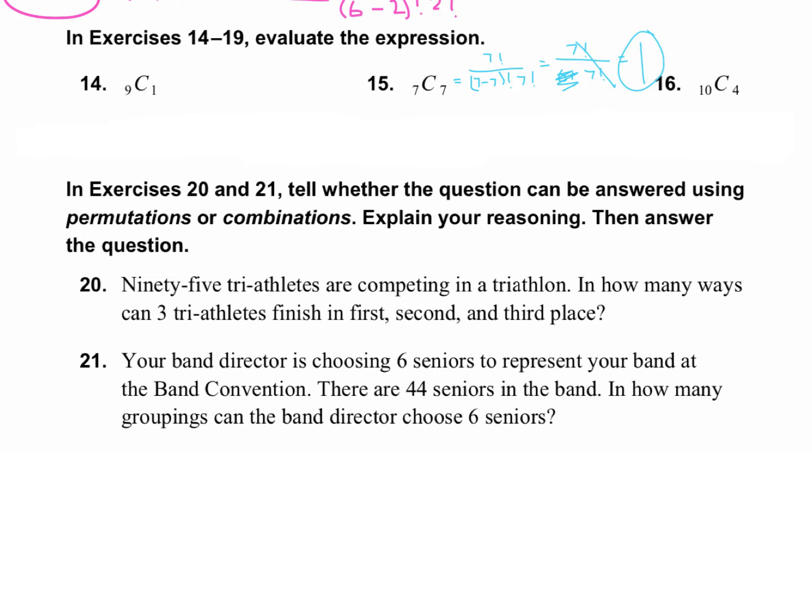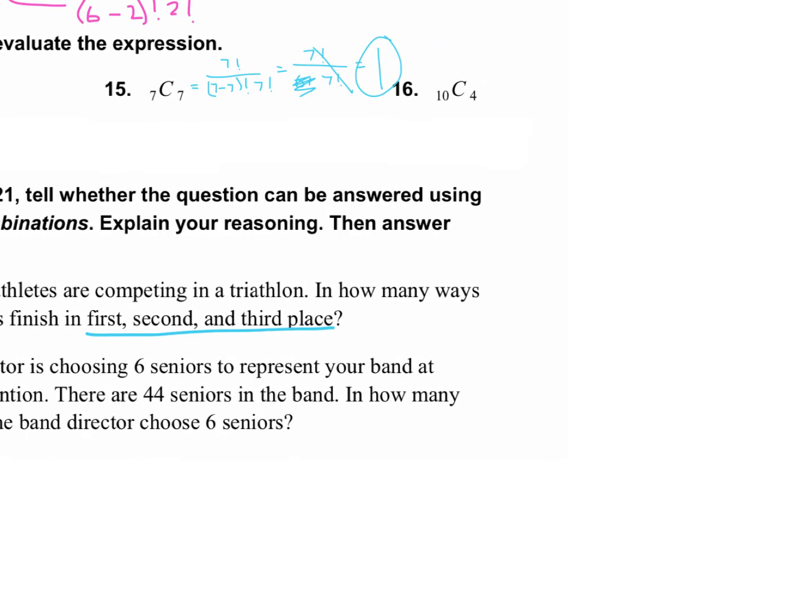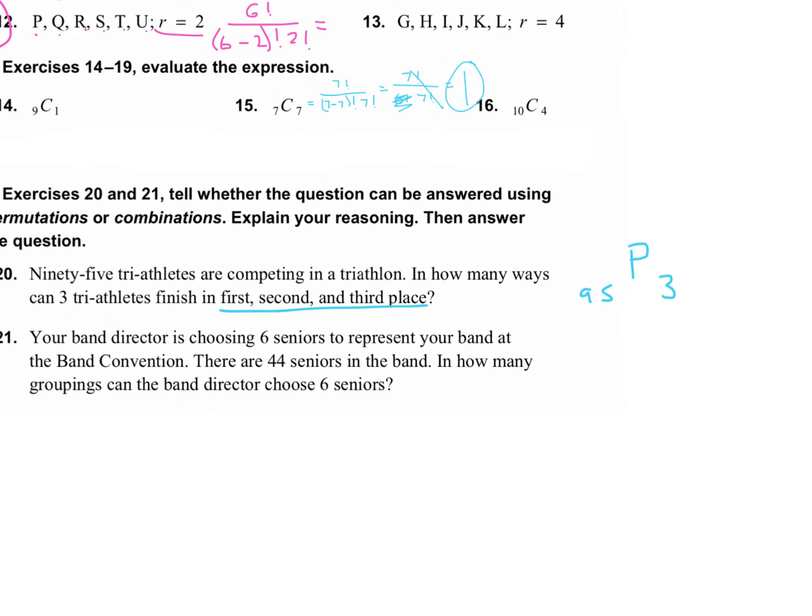All right, in 20 and 21, we have to tell whether it's a permutation or combination and then answer the question. 95 triathletes are competing in a triathlon. In how many ways can 3 triathletes finish first, second, and third place? So order matters because it's different first, second, and third place. So we have 95 athletes. Since order matters, it's a permutation. And there's 3 places that we care about. So it would be 95P3. And then I trust that you guys can solve from here, or you can just look at the answer key.